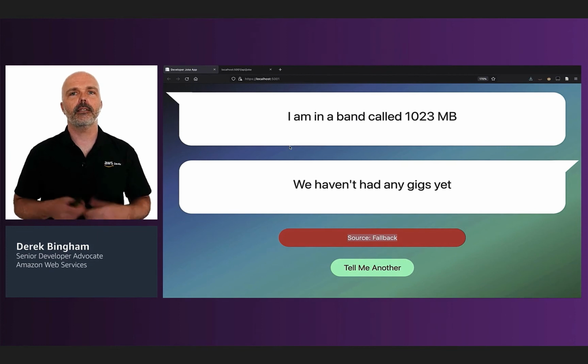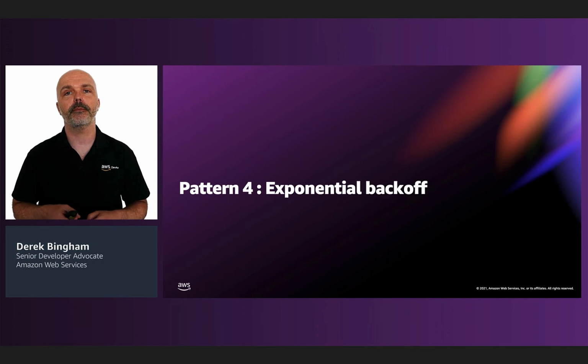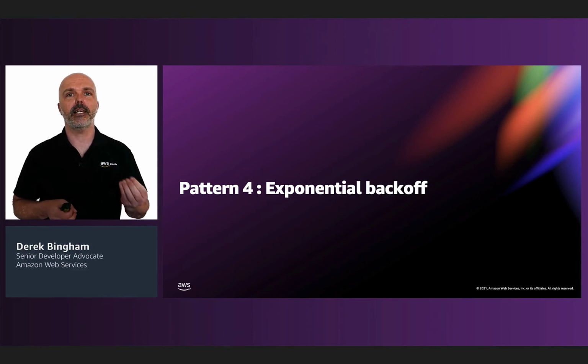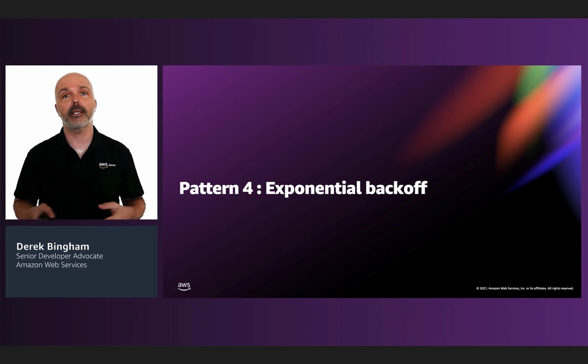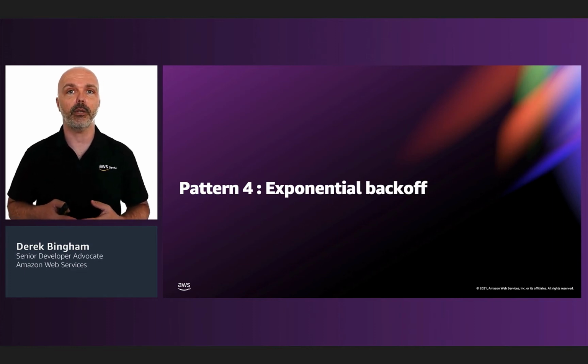Cool. So the next pattern that I'm going to show you is exponential back off. Exponential back off is an extension of the retry pattern. If you think of the retry pattern in its very essence, it is retrying an API, in our case 5 times. If you had many different clients all retrying that same API 5 times, you're actually building a very fine distributed denial of service attack on that API.